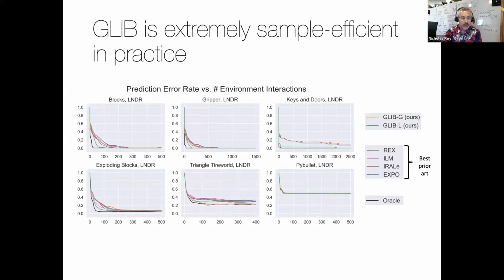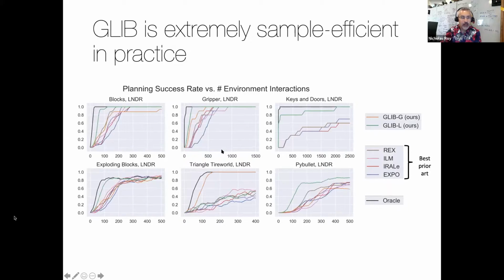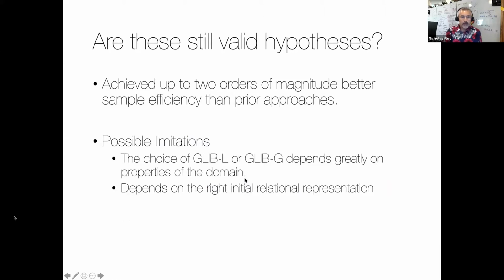In the black line here is the oracle ground truth, and what we see is the lifted inference in particular is able for some of these domains to very quickly achieve 0 error rate, which is what we want to see. And then we see planning success rate on new domains. In terms of number of interactions, we're able to get very quickly to 100% success rate as well. So we're seeing up to 2 orders of magnitude better sample efficiency than prior approaches.